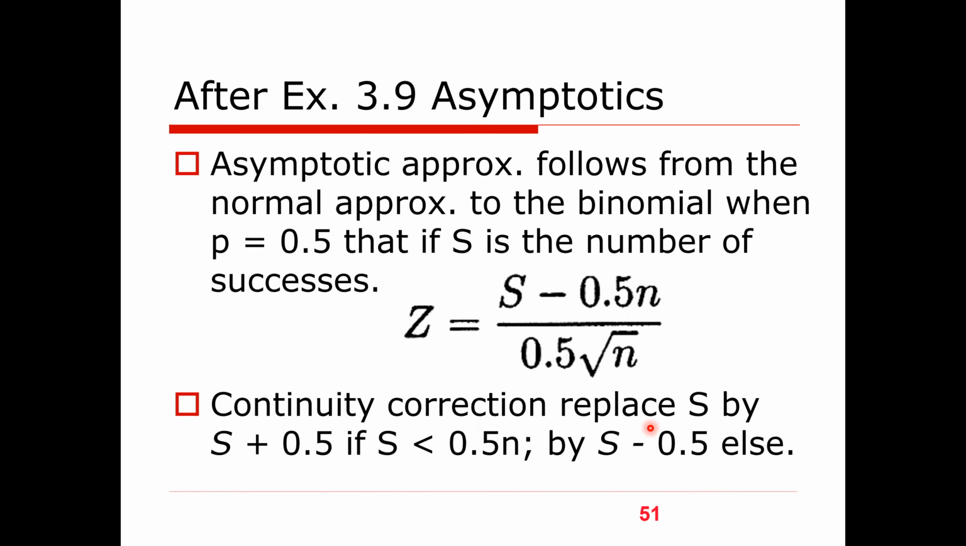So the asymptotic approximation of this problem follows from the normal approximation to the binomial when p equals 0.5. If S equals the number of successes, for the binomial, this is the mean, right? np. And this is the standard deviation, the population standard deviation. So we can get a z value for every S.